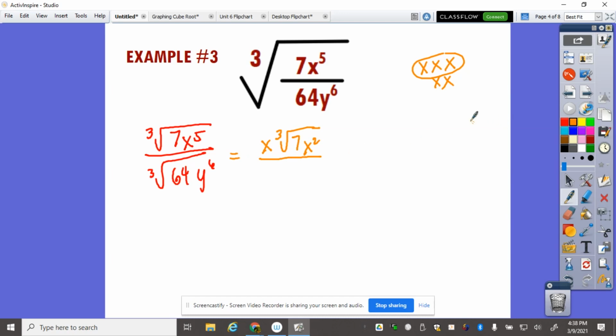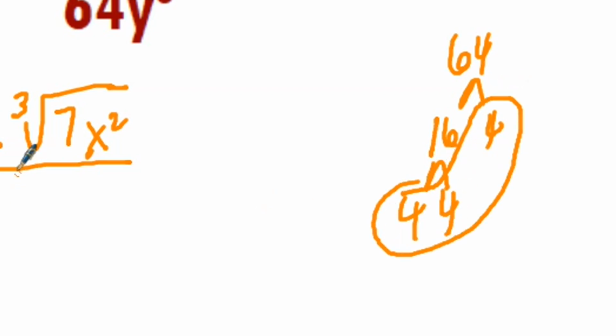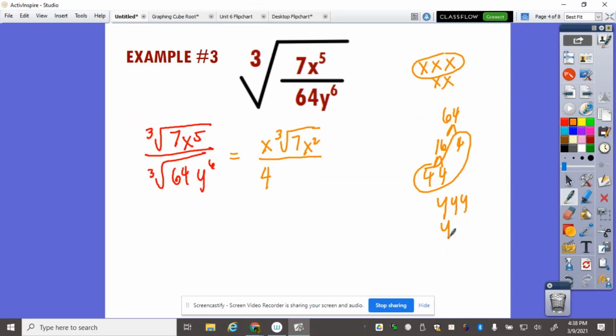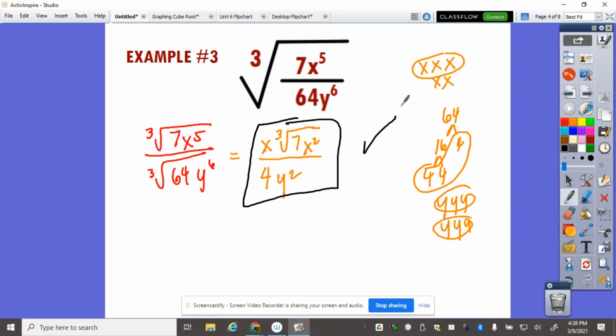Over 64. 64 can be broken down to 16 and 4. 16 is 4 and 4. And that's one group of 4 there. So a 4 will step out. y to the 6, 1, 2, 3, 4, 5, 6, two groups of y, so y squared. There's no more radical sign in the denominator, and there's nothing you can cancel here, and that's the answer. Kaboom.